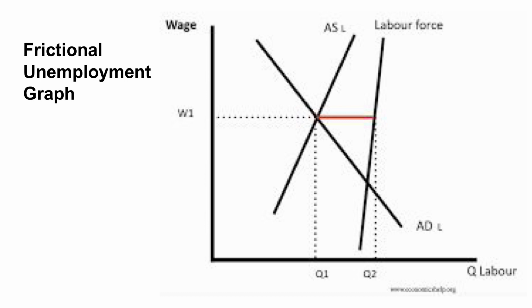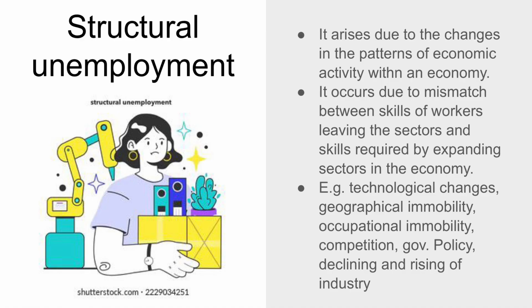This is the graph of frictional unemployment. Aggregate demand represents labor demand, and aggregate supply is labor supply. At wage level 1, the red gap shows the frictional unemployment.